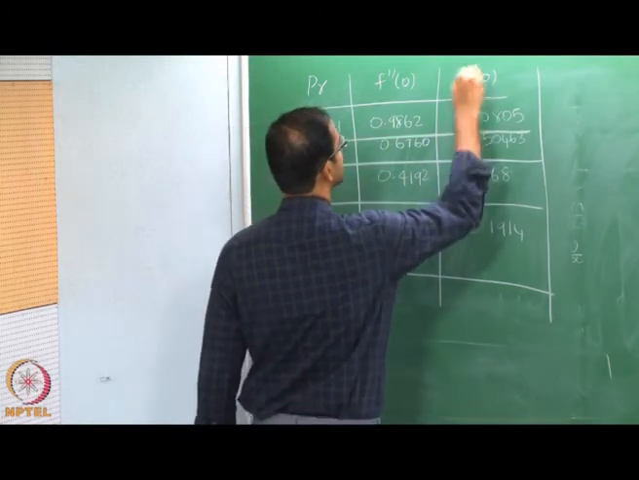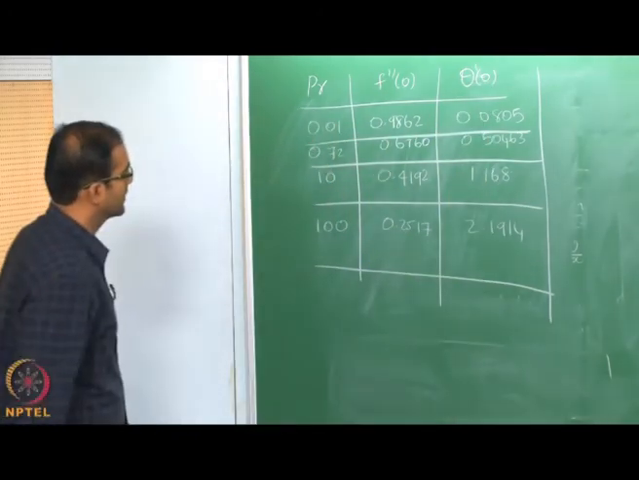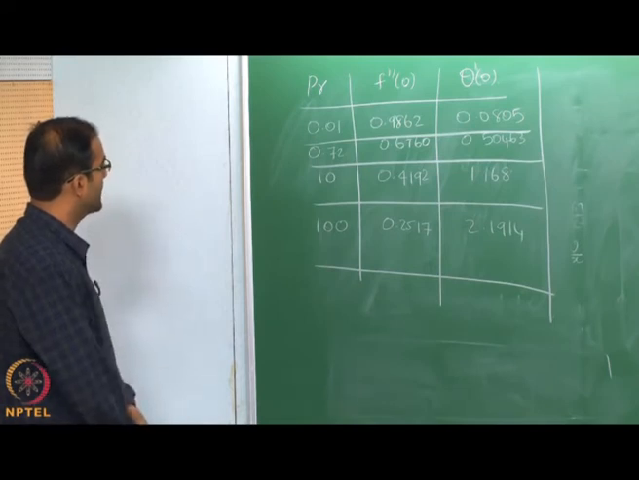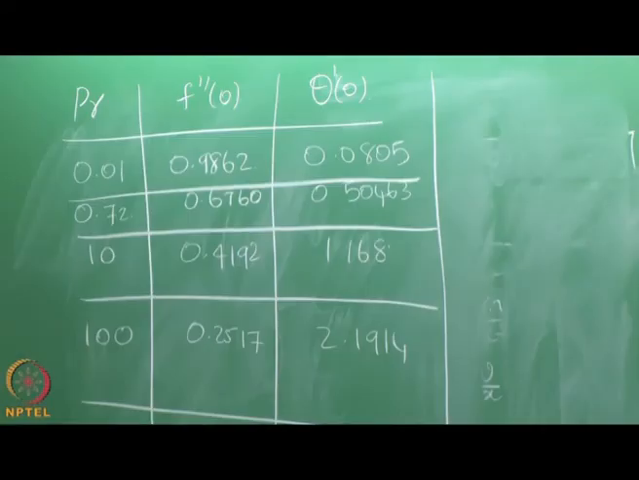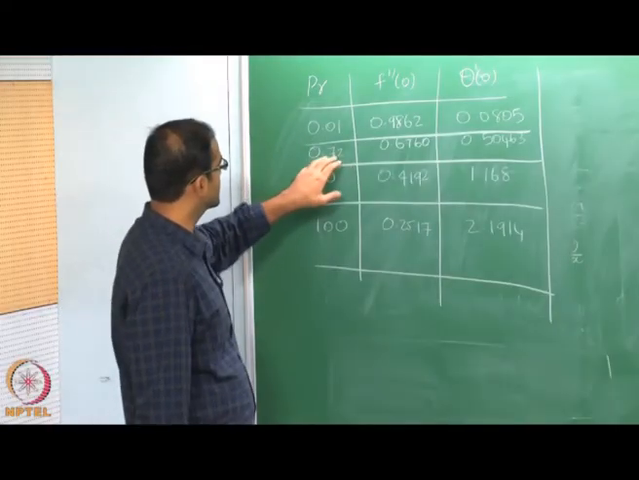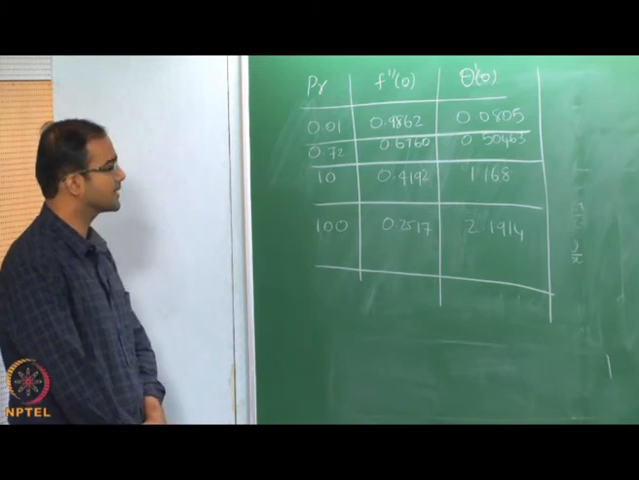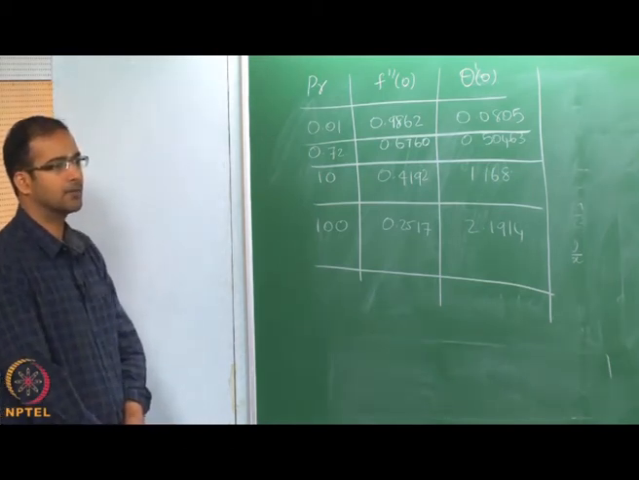Sorry, this will be theta dash, right. So, you have the corresponding values here, you can just compare for your understanding. So, approximately this is close to Prandtl number 1. So, you have 0.6760 as the value of f double prime.